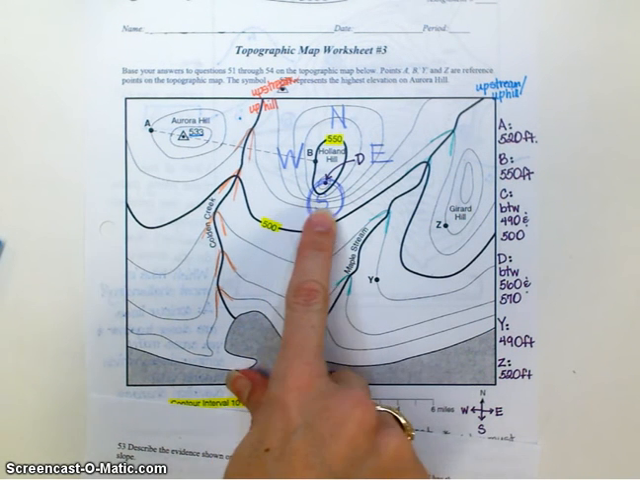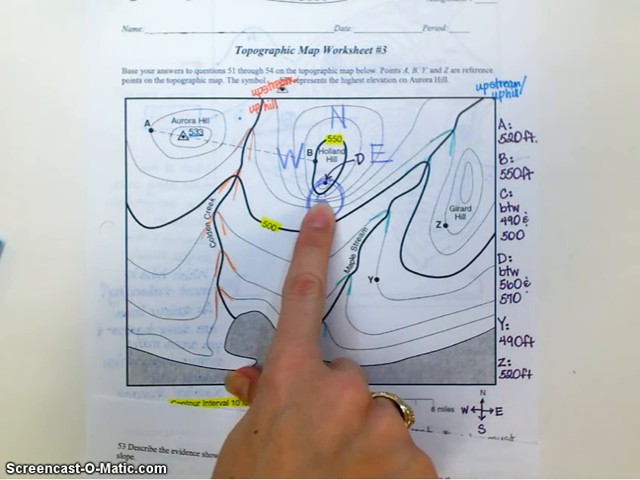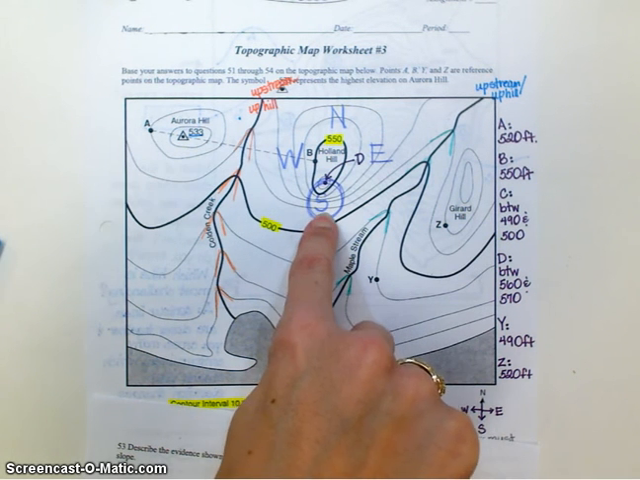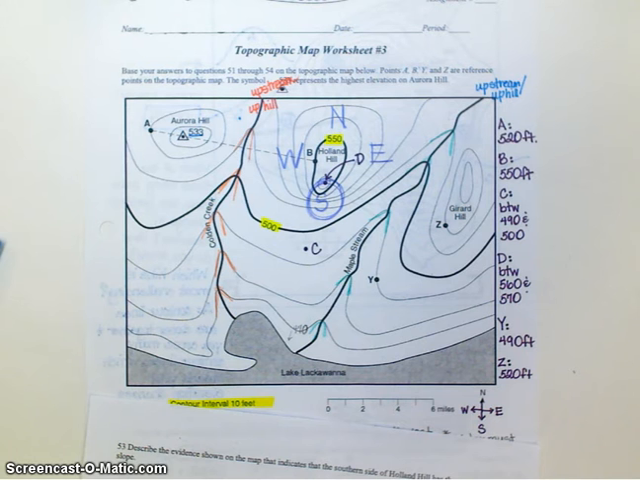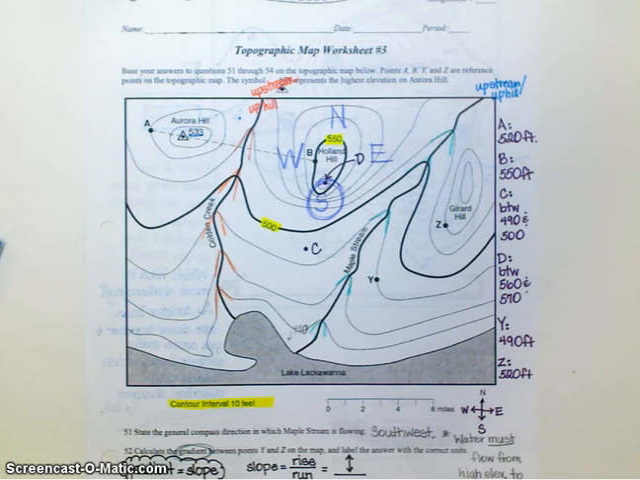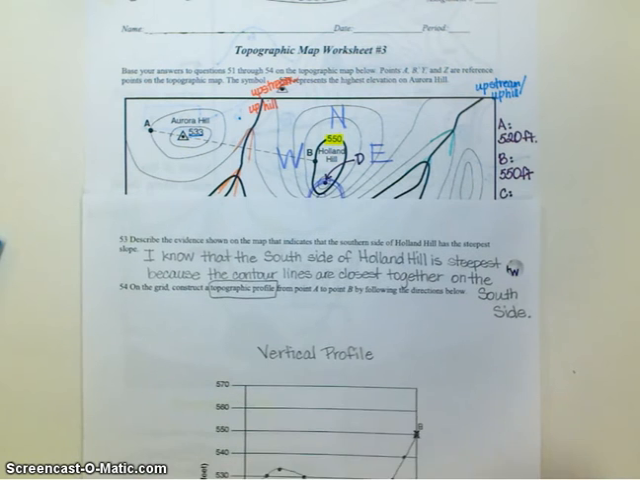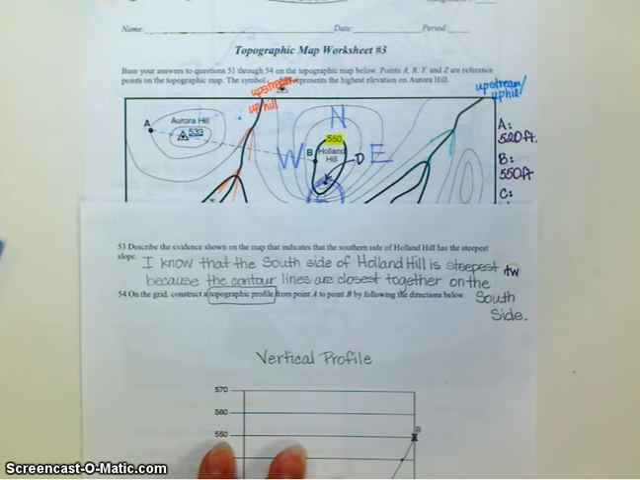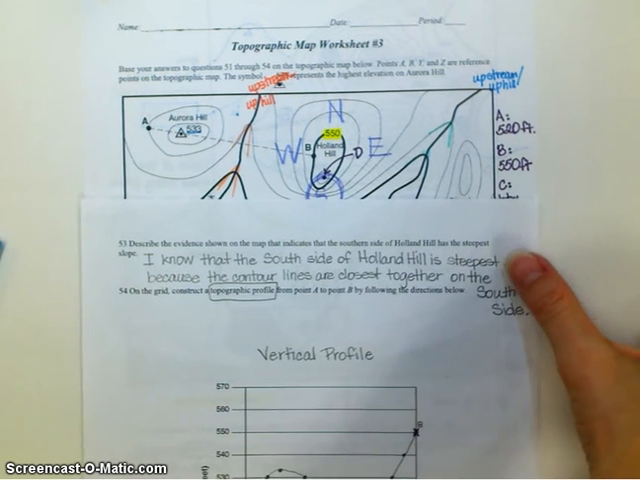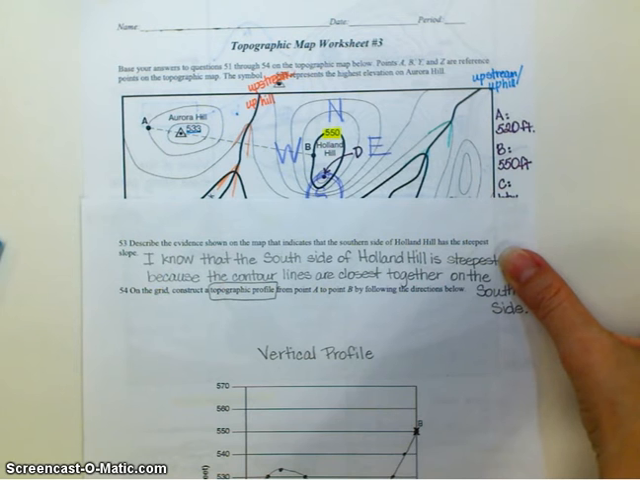Okay? The south side of Holland Hill is the steepest. How do I know it's the steepest? Because the contour lines are closest together on the south side of the hill. And that's all I really need to write. I know that the south side of Holland Hill is steepest because the contour lines are closest together on the south side. Okay? So you can just write that in for question number 53.